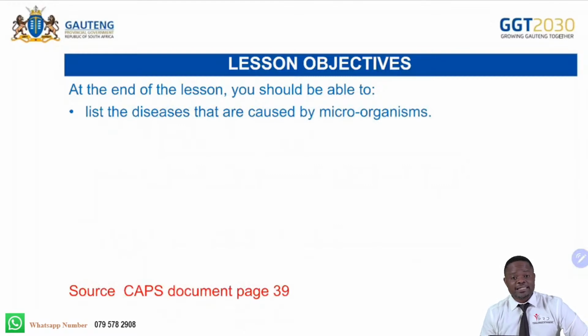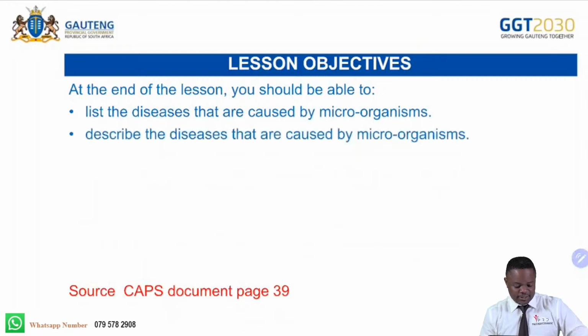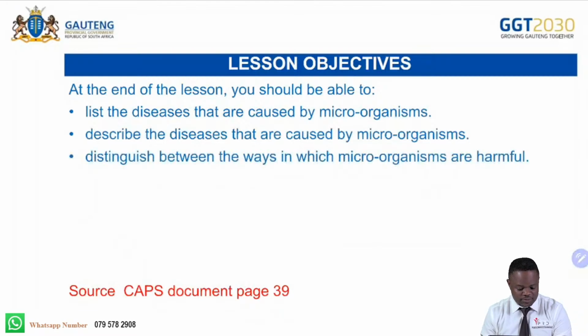And then remember we said we want to look at the harmful microorganisms. So you should be able to list the diseases that are caused by our microorganisms. I believe some of them we are familiar with. However, we should be able to know the type of microorganism, the diseases that they actually also cause, and then describe the diseases that are caused by the microorganisms. And lastly, we're going to distinguish between the ways in which our microorganisms are harmful. And we're saying all this is taken from our CAPS document, page 39.